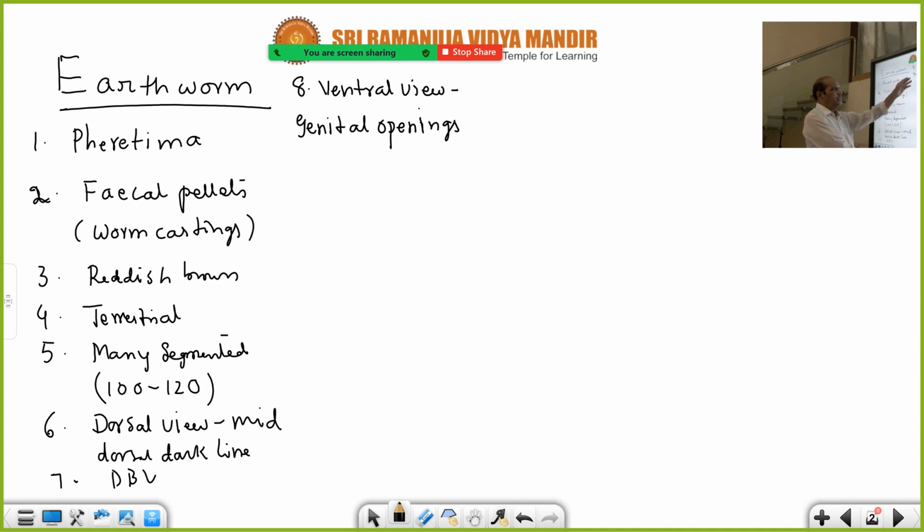Okay, now you remember this. Ventral view can be represented by genital openings. By the presence of genital openings, you can say that it is a ventral view. Okay.